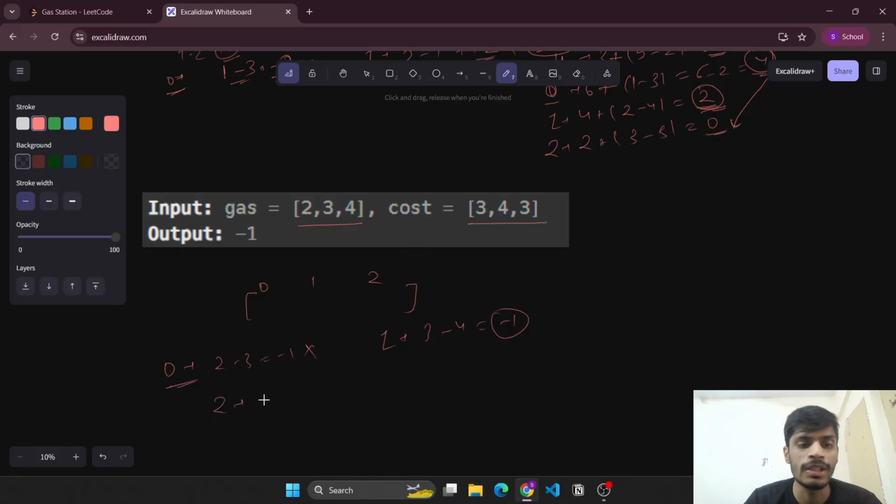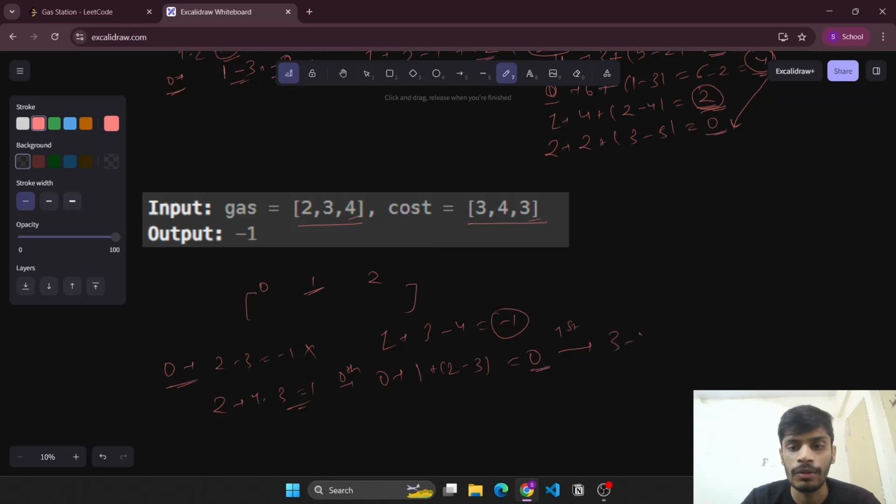Again for 2 as the starting point, we see 4 minus 3 equals to 1. Hence we are able to reach, means from second index we are able to reach the 0th station. Now at 0 we have 2 minus 3 equals to minus 1. So 1 plus 2 minus 3 equals to 0. So hence we are able to reach the first index with 0 gas. Now at first what do we have?